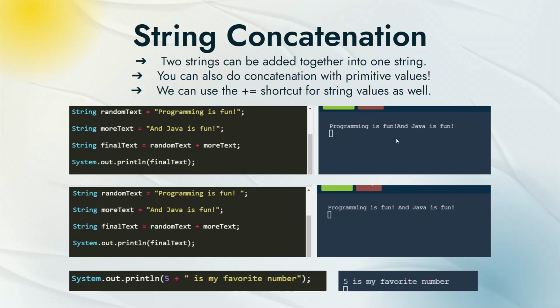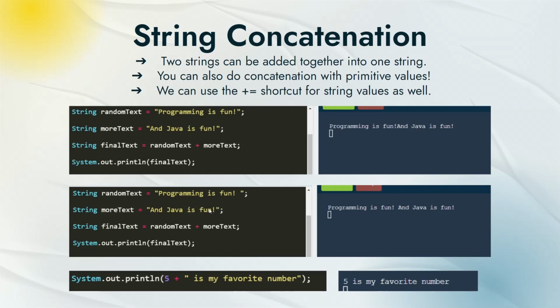But you may notice it looks a little funky, because Java does not add a space for you. You have to add it yourself. So it works, but it doesn't make sense because there's no space here and there's no space here. So "programming is fun", no space, and "Java is fun". I said String finalText equals randomText plus moreText, so this text plus this text basically just joins them together. And Java is not like a human, so it doesn't have the common sense to add a space, if you see what I'm saying.